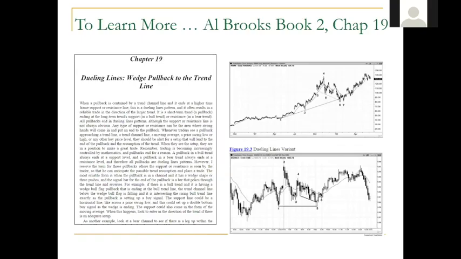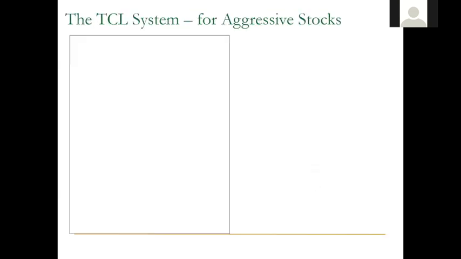So as I mentioned before, if you want to learn about this particular setup, it's in chapter 19. It's basically something we call a wedge pullback to the trend line, something like this, or a pullback to a prior support. I'll cover that in more detail in a few minutes, but I just want to show you that there's more reading that you can do to learn about this stuff. So let me get into a little bit more detail on this rather than just an overview.